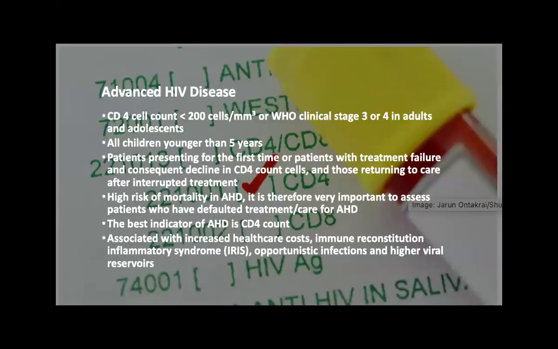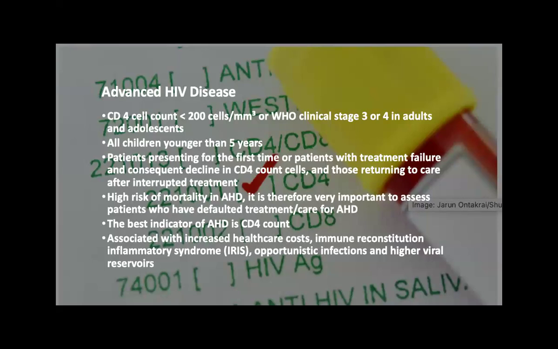Because our discussion today is in large part around advanced disease and central nervous system complications that arise with it, I'll just expand a little on advanced HIV. It's diagnosed in patients with a CD4 count of less than 200 cells, or patients who are clinically at a World Health Organization stage 3 or 4, as outlined in the previous slide.